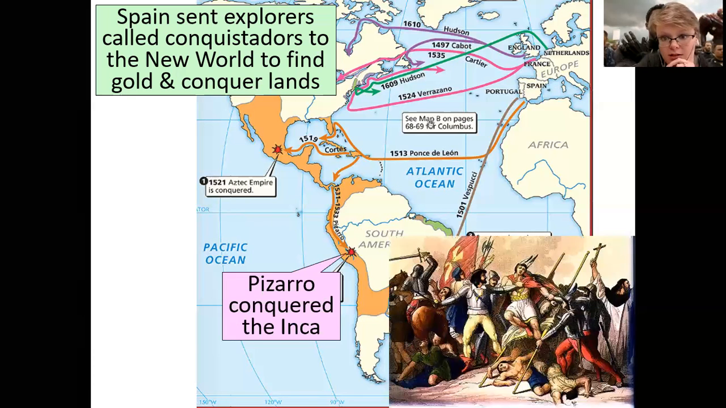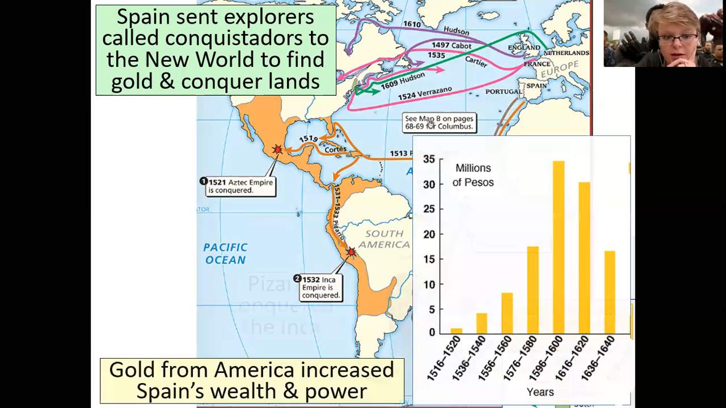Pizarro conquers the Incas. We've already talked about those. And then gold from America increased Spain's wealth and power. And actually, this is also when we start seeing the rise of pirates. So the pirates of the Caribbean, or the Caribbean, however you want to say it. I think both ways are correct.